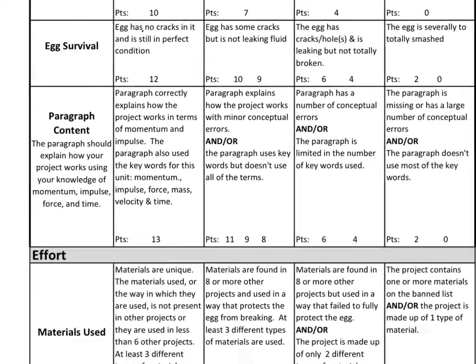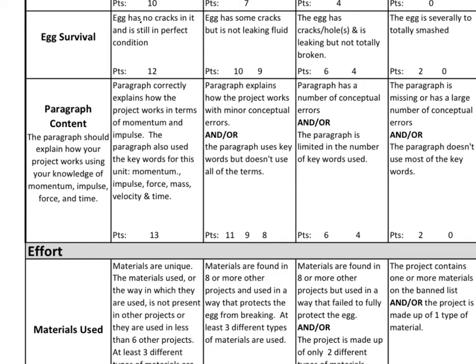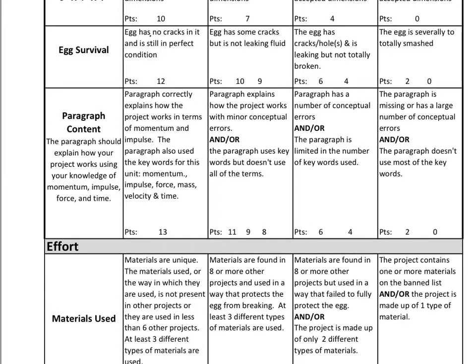Taking a look at the paragraph, you can see that it goes into some detail here. So hopefully by reading this rubric, you'll get a little more detail of what I'm looking for. What I'm looking for is a paragraph that correctly explains how the project works in terms of momentum and impulse. The paragraph also uses keywords for the unit such as momentum, impulse, force, mass, velocity, and time, which are all the aspects that make up both momentum and impulse. So make sure you include those in your report.